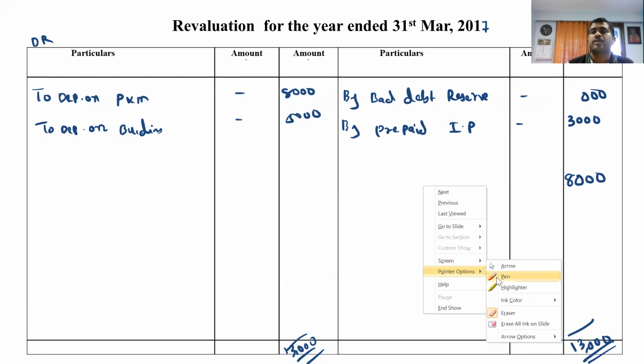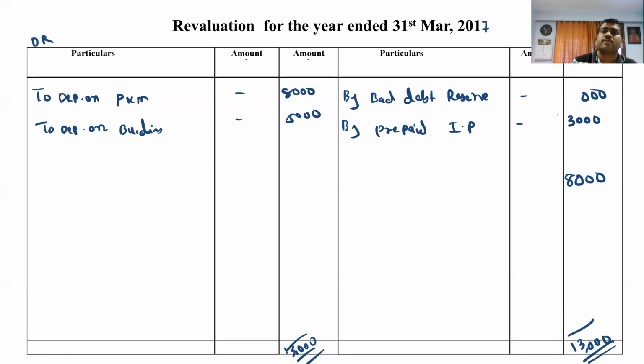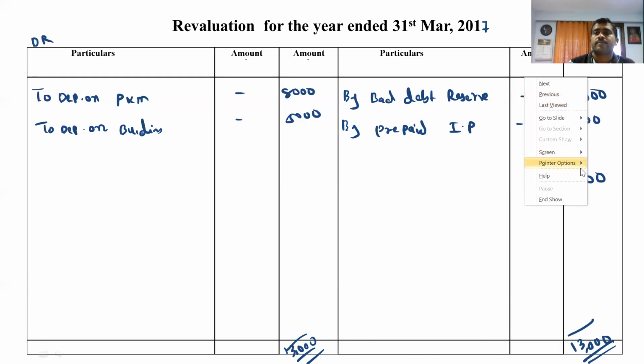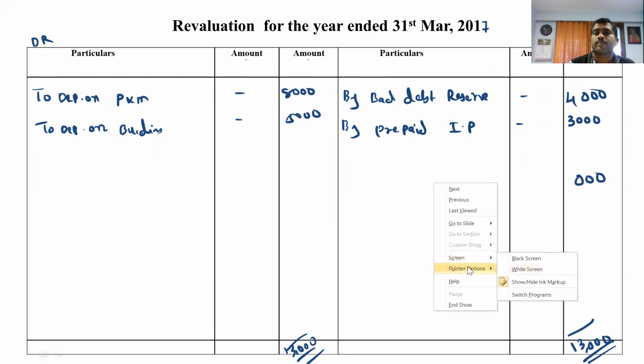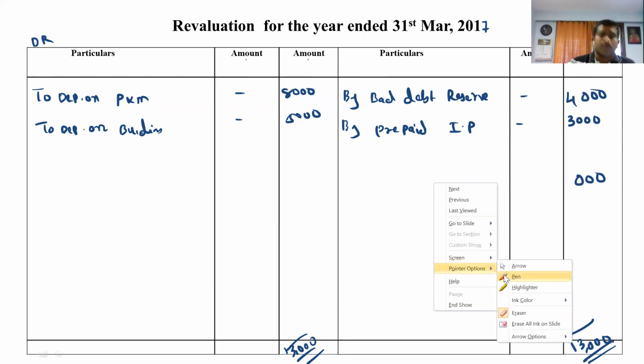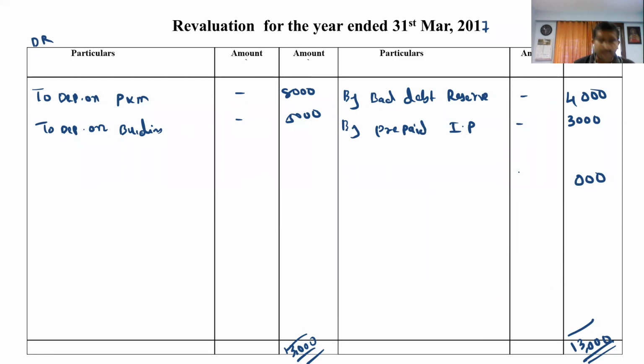Right, by just 1,000, the whole answer will become wrong. So 4 minus 3, it comes 7. So total 13, 13 minus 7. So the gap comes to 6,000.